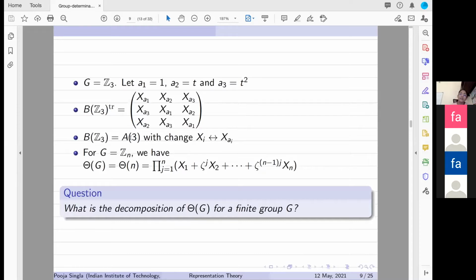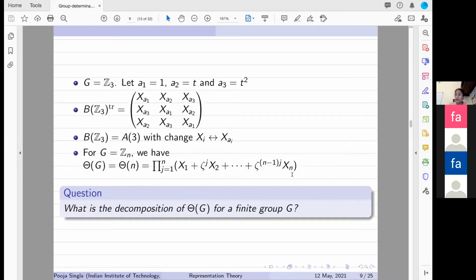So in general, for Zn cyclic group, I get theta g is theta n. Theta n was the circulant of order n. And therefore, I know already the decomposition of theta g for G, a cyclic group, that it is this product of linear factors, right? This is the result of Cremona.